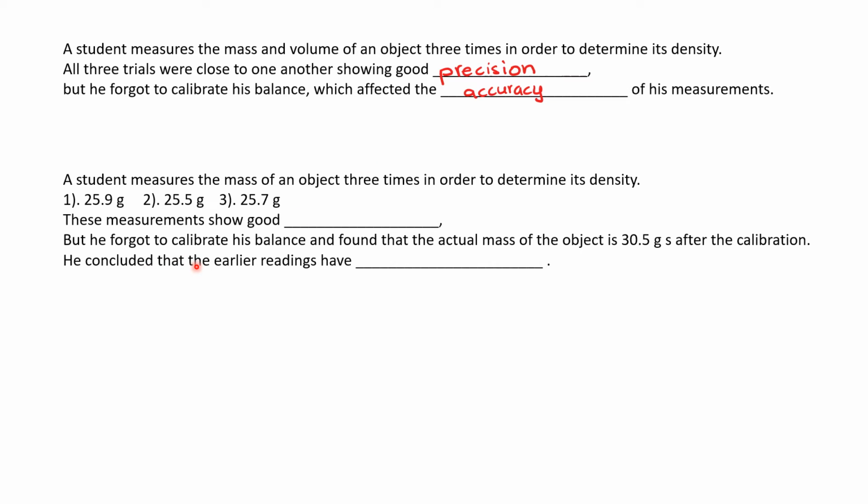A student measures the mass of an object 3 times in order to determine its density. So these are the values: 25.9 grams, 25.5 grams, 25.7 grams. When you look at these numbers, you realize these are very close to each other. That means these measurements show good precision. But he forgot to calibrate his balance and found that the actual mass of the object is 30.5 grams after the calibration. He concluded that the earlier readings have less accuracy.